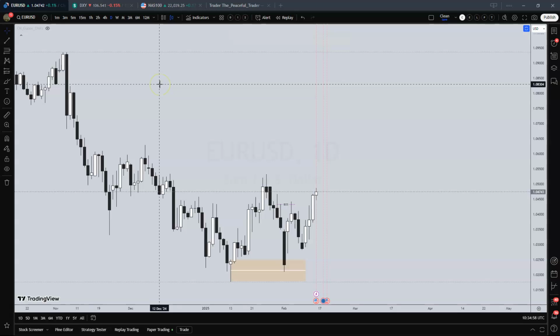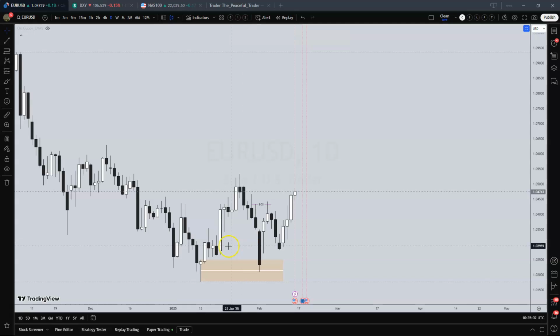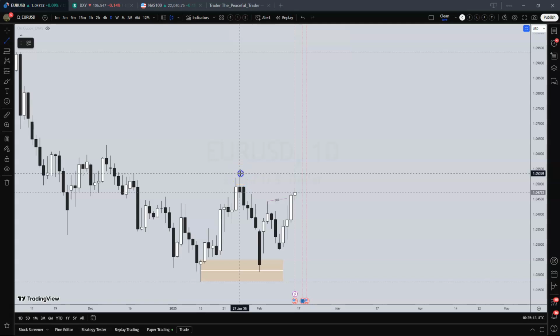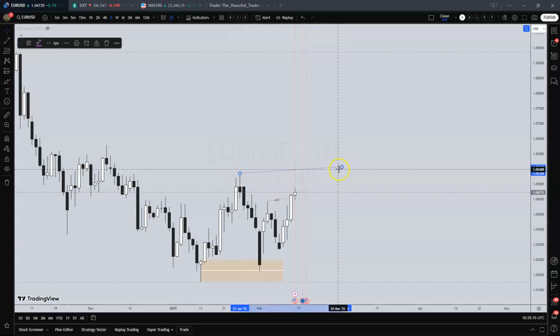And the analysis for today is this. So let's start with euro dollar, and what we've got is an uptrend. We had the market hold this low, continuing higher, breaking these structures, and now we've got the upside as the idea for the euro dollar.